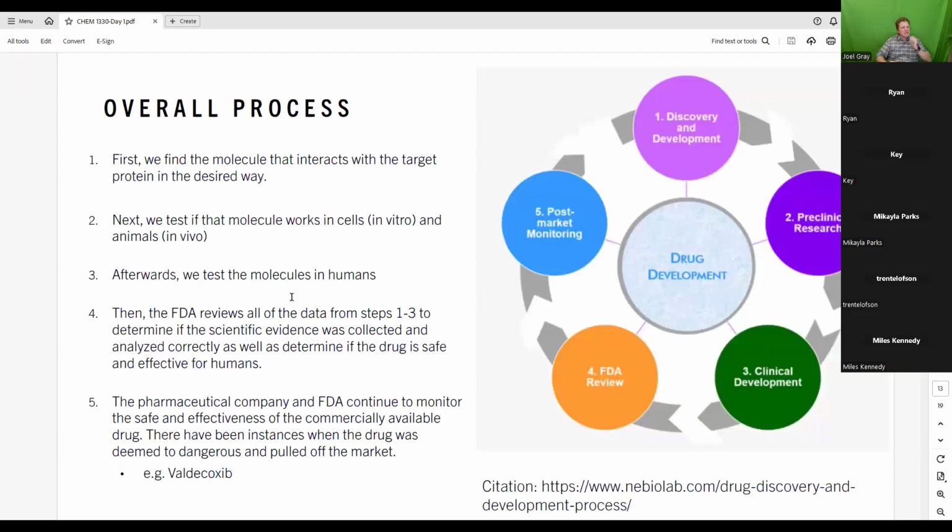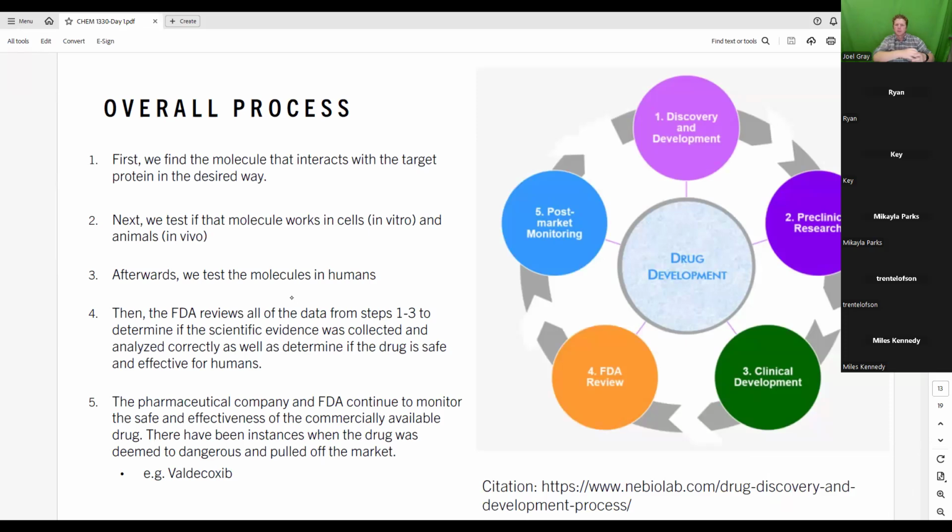Okay. So the first thing I wanted to get after was what we talked about last time with respect to the steps of drug design. Those 5 key steps. First of all, we've got to find a molecule that interacts with a target protein. So you've got to have that target protein that you're going after. And then you have to find something that fits into that target protein.